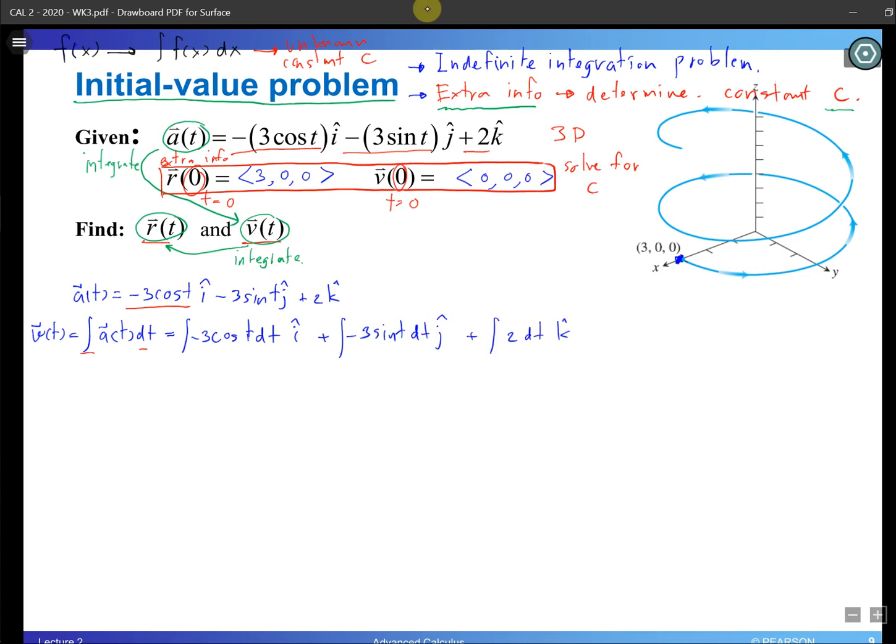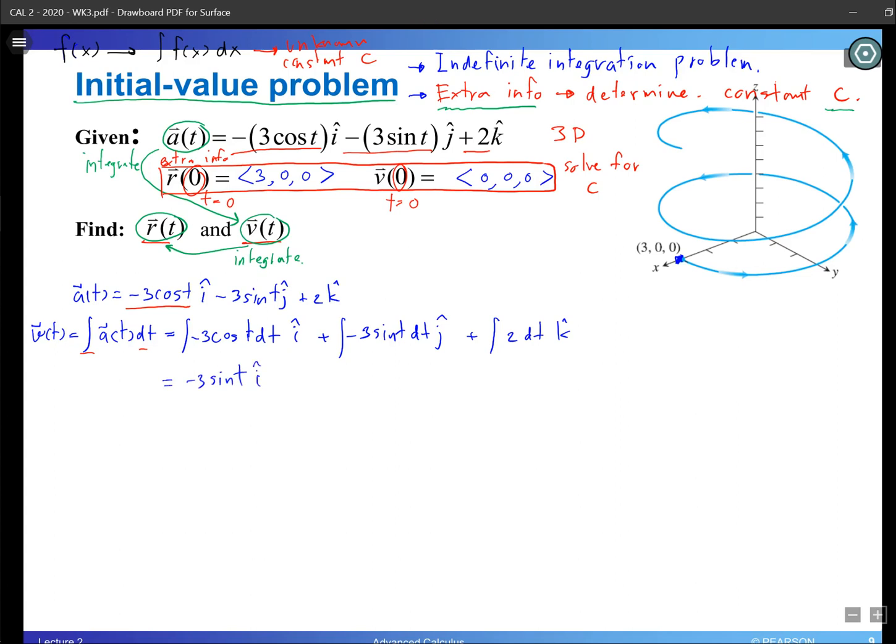Here I have the integral of minus 3 cosine t, so I integrate cosine t directly. Integrate cosine t, I get sine t. So in the end, I have minus 3 sine t. I need to save some space here, so I need to squeeze in. So here I get minus 3 sine t. Right, go backward, cosine t to sine t. And this is the first component.